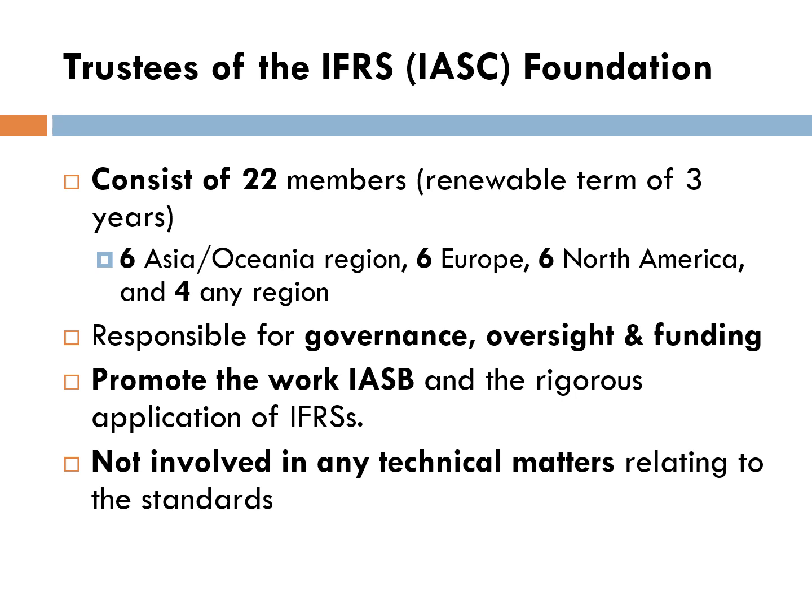Now we talk about the trustees of the IFRS Foundation. As mentioned before, the trustees consist of 22 members, with a renewable term of 3 years. They come from 6 members from the Asia Oceania region, 6 members from Europe, 6 members from North America, and 4 members from any other regions. The role of the trustees is responsible for the governance, oversight and funding of the activities of the IASB. They also promote the work of the IASB and the rigorous application of IFRS. Again, this responsibility is concerned with governance, oversight, and funding, also promoting the work of the IASB.